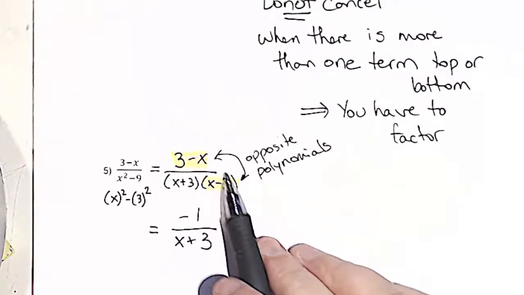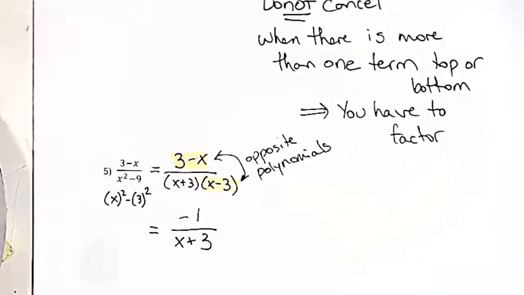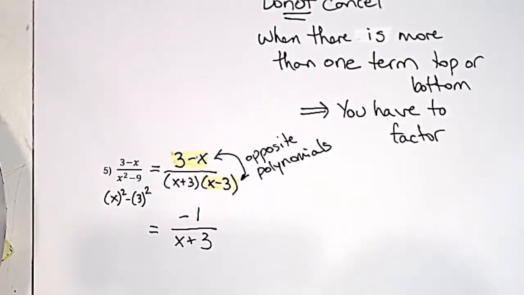So, opposite polynomials cancel and leave a -1. That was the thing we discovered on the very first page.